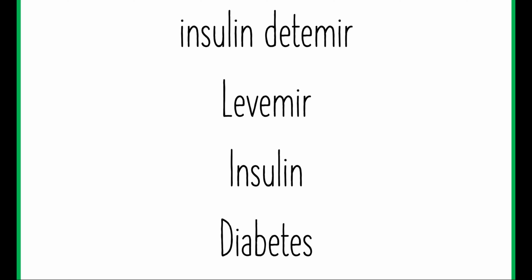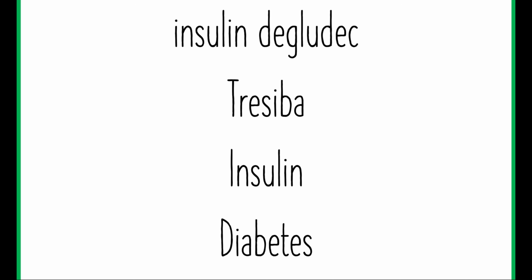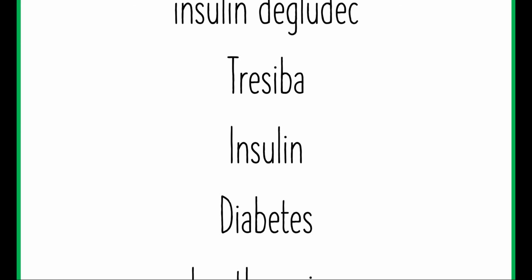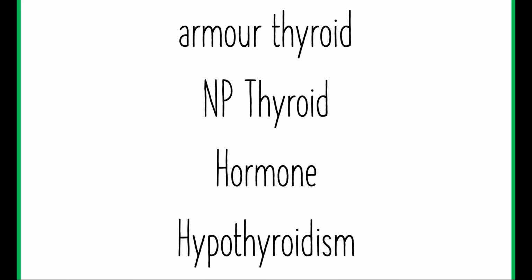Insulin Detemir or Levemir is an insulin for diabetes. Insulin Glargine or Basaglar or Lantus or Semglee or Toujeo is an insulin for diabetes. Insulin Degludec or Tresiba is an insulin for diabetes. Levothyroxine or Levoxyl or Synthroid is a hormone for hypothyroidism. Armour Thyroid or NP Thyroid is a hormone for hypothyroidism.